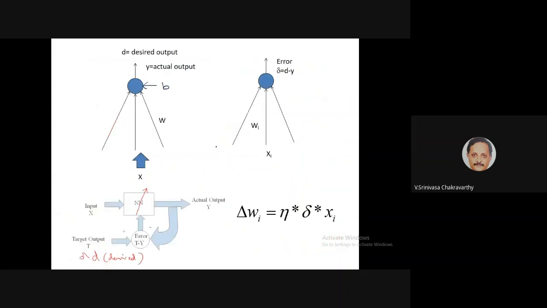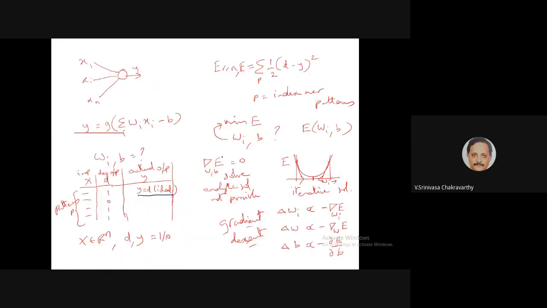Like I said here, I want to minimize the difference between the actual output and the desired output. So I can do that by formulating an output error, E, which is equal to this summation. P is the index over patterns. That means in this table I have lots of patterns, so I just take a summation over the patterns of (d minus y) whole square with a half in the front.